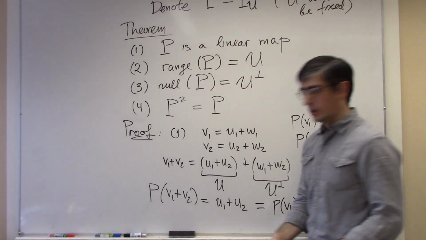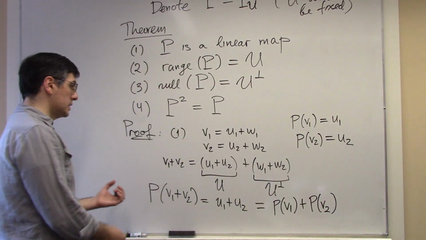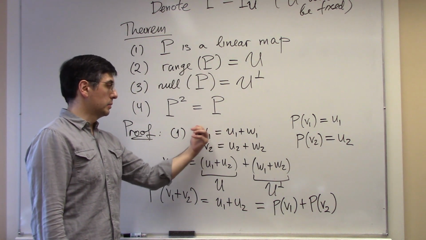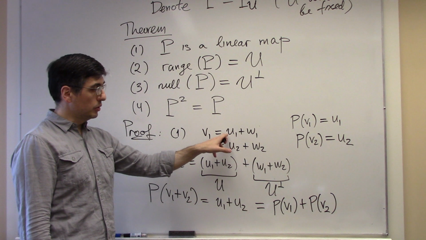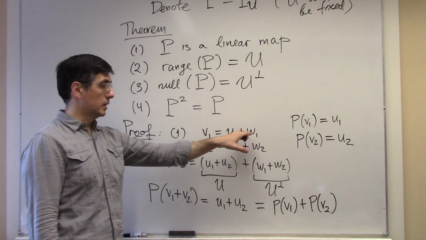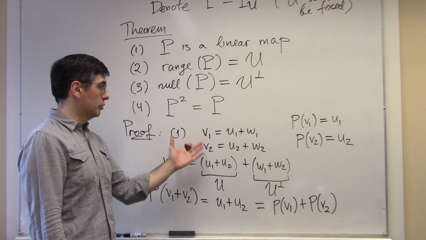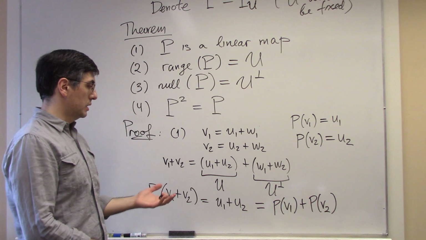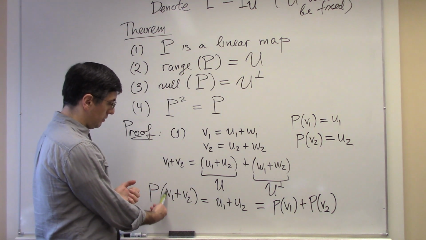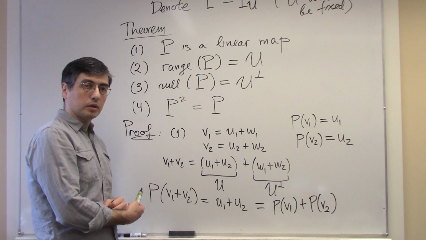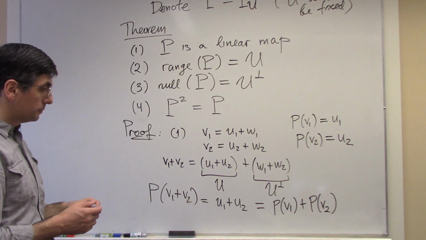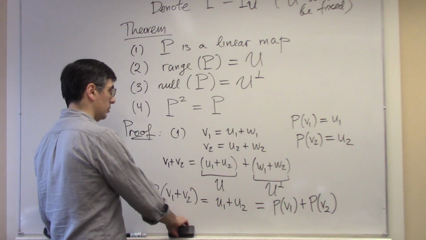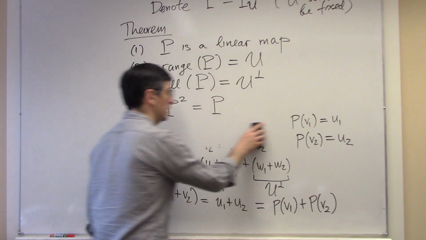And then you can prove by a similar argument, it's even easier, that if you multiply v by a scalar, then you multiply u by the same scalar and w by the same scalar, and then when you apply P you will get that scalar times u, which shows that the scalar will come out of P, and that shows that P is a linear map. So that part I'll leave it to you to write the details. It's fairly easy.